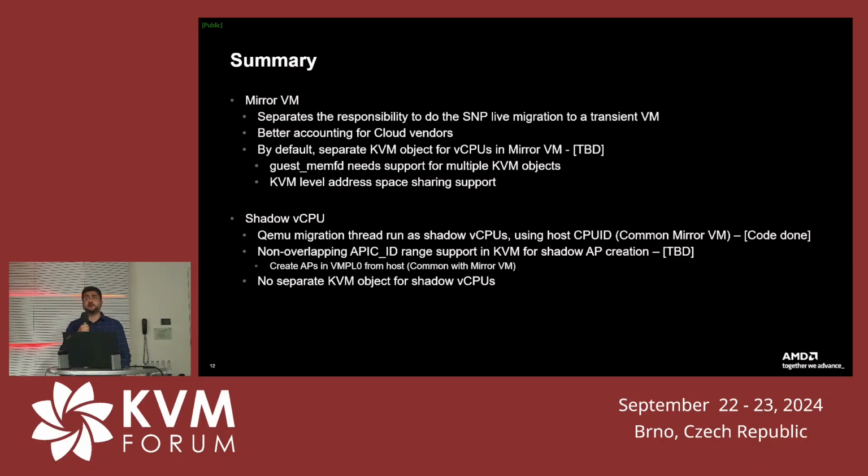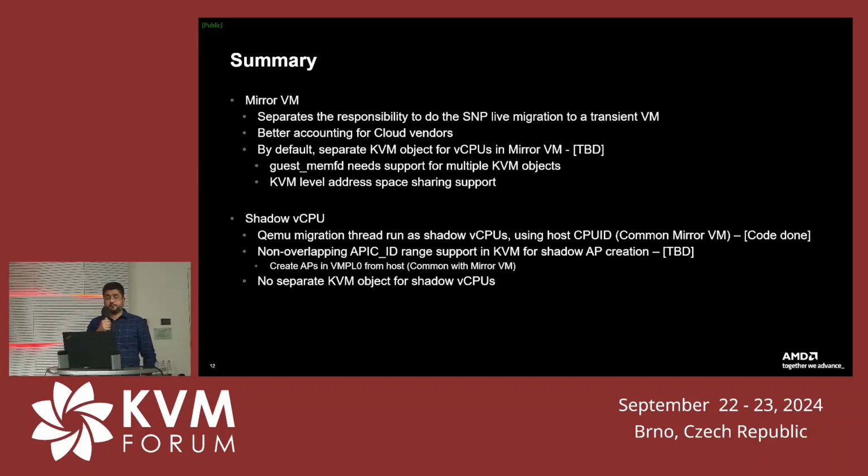I want to summarize the approaches we are taking and where we currently are. We started with the mirror VM. The good benefit, in addition to having separate structures like APIC for different KVM objects, is that we also distribute the responsibility to a completely different VM. If in future we have bigger VMs, there's less opportunity of clubbing things together, and at least we have a separate object-oriented model. It also provides better accounting for cloud providers.